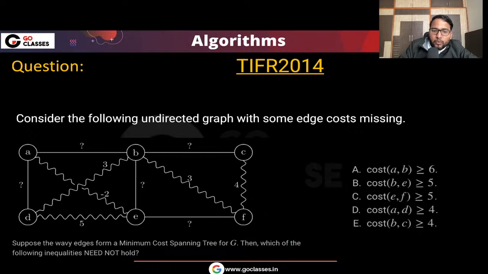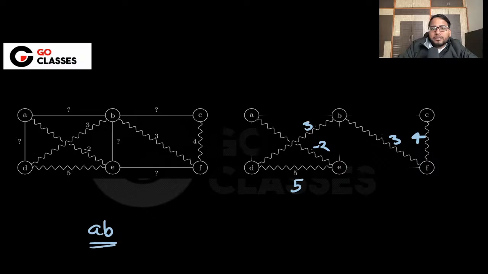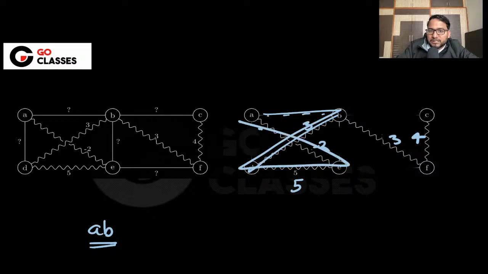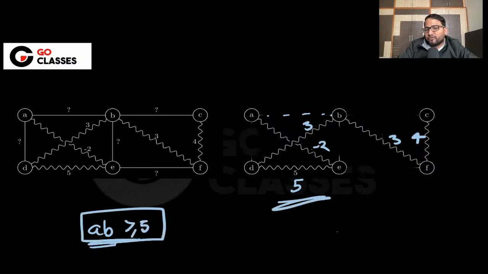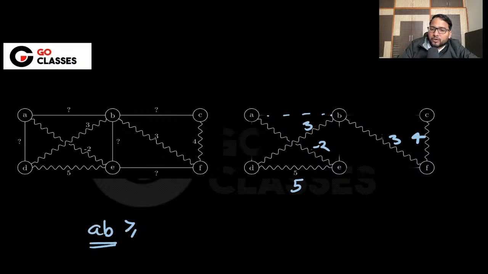So what you can say about this AB? This AB is forming a cycle with these edges, right? So AB must be greater than or equal to 5. It cannot be lesser than 5 for sure. So AB must be greater than or equal to 5. That's what we need to make sure. I mean, it is definitely true.